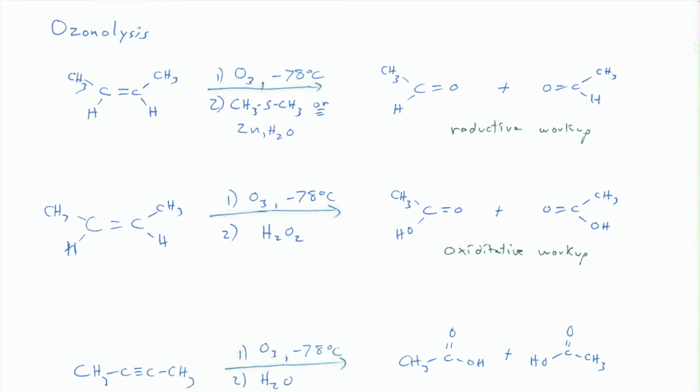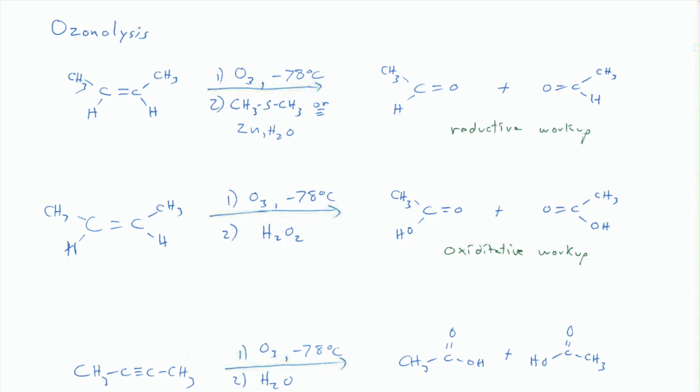This is a reaction on alkenes and alkynes, so we're back to carbon-carbon pi bonds. You take your alkene, or alkyne, but let's start with alkenes. You take it and you react it with ozone, O3. You do this under cold conditions because if you don't, it tends to explode.